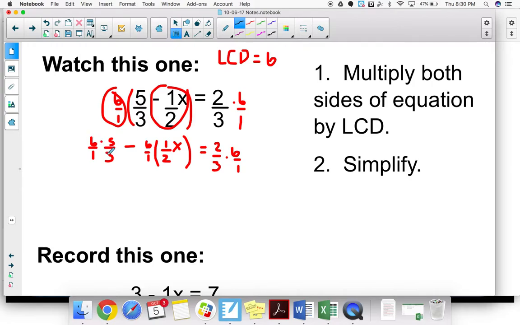I noticed the 6 and the 3 reduce. Some students wouldn't even reduce. They would just take 6 times 5 is 30. 1 times 3 is 3. 30 divided by 3 is 10. All right, if you want to reduce it, you can. 6 and 3 reduce. 3 goes into 3 once. 3 goes into 6 twice. 2 times 5 is 10. So either way, it works out. It's just a matter of preference.